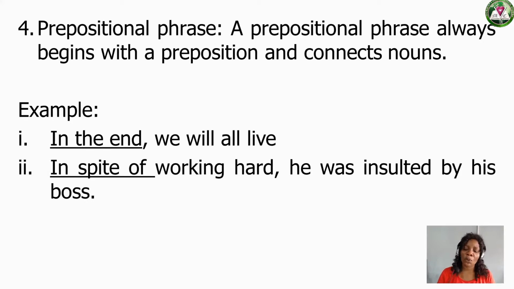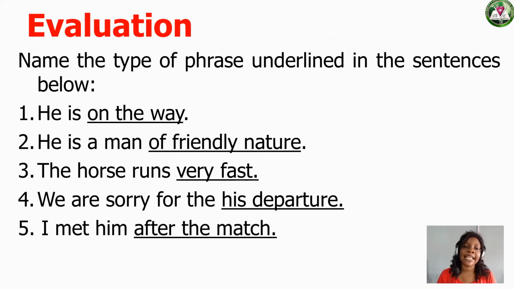Alright. So, now having known all this, we have come to the end of today's lesson. Now, I want you to do the following assignments for me. Name the type of phrase underlined in the sentences below. In number 1, we have, he is on the way. The underlined phrase there is on the way. Then you have to name the type of phrase that is. Now, number 2, we have, he is a man of friendly nature. You have to name the type of phrase that of friendly nature is.